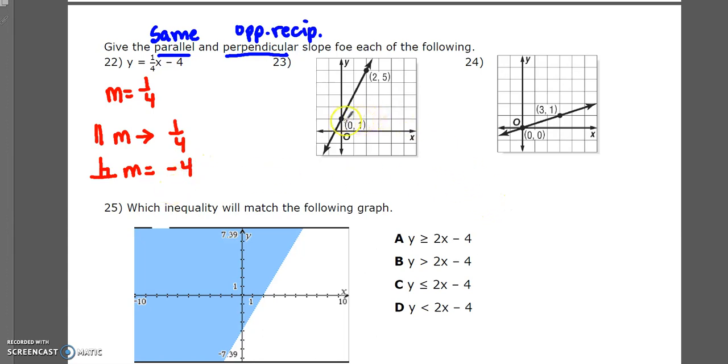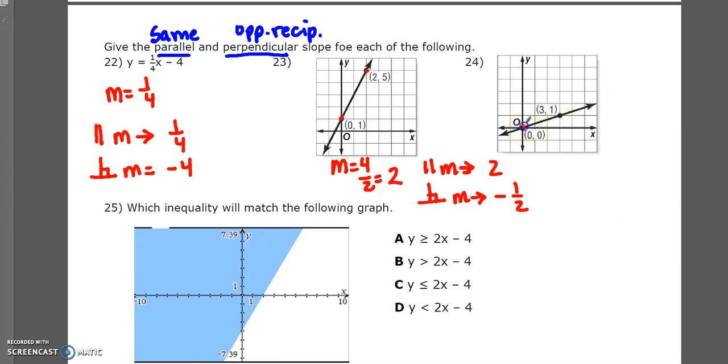Okay, the slope on this one, if I start at this point and I go up to this point, I'm counting 1, 2, 3, 4, and then over 2. So the given slope is going to be 4/2, which reduces to 2, right? So then I need the parallel slope. And the parallel slope would be the same. The perpendicular slope, opposite reciprocal, so negative, and then 2 becomes 1/2 when you flip it over.